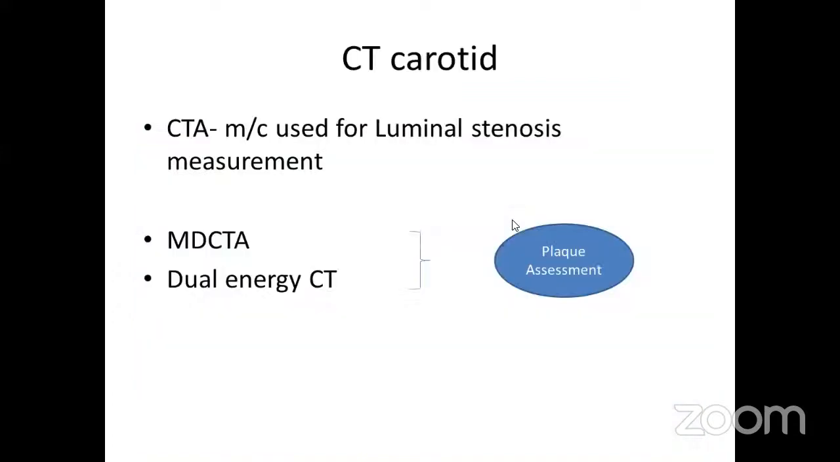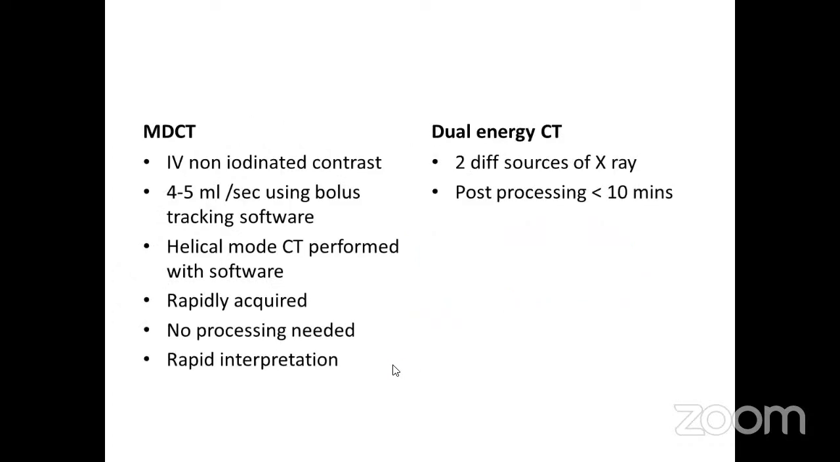Coming to CT imaging of the carotid, it is most commonly used for luminal stenosis measurement. However, with the advent of multidetector CT angiography, MDCTA, and dual energy CT, we can go for plaque assessment. Here, MDCT uses an IV iodinated contrast given at 4 to 5 ml/second using bolus tracking software. A helical mode CT is usually performed. It can be rapidly acquired, no post-processing is required, and we can get rapid interpretation of the results. Whereas in dual energy CT, we require two different sources of X-ray and post-processing time, which is usually less than 10 minutes.